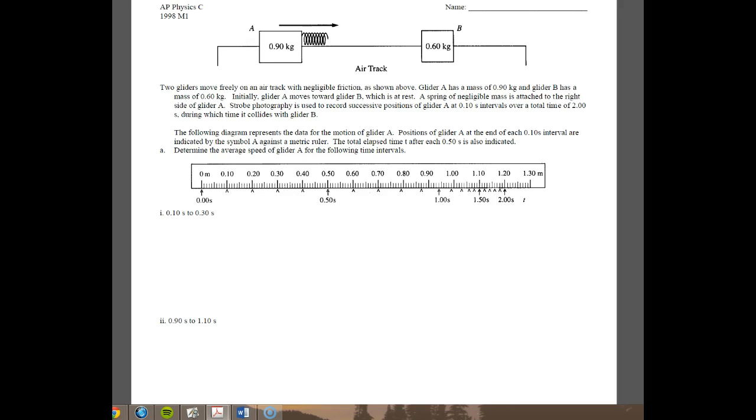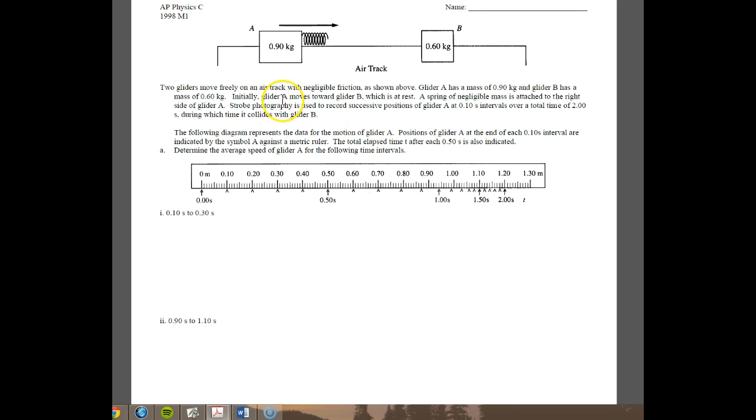Hey, this is Horner, and we're looking at the 1998 Mechanics number 1 question for AP Physics C. You have a couple of gliders here. They're moving freely on the track, no friction. Glider A gives you the mass, and glider B gives you the mass. They move towards the glider.